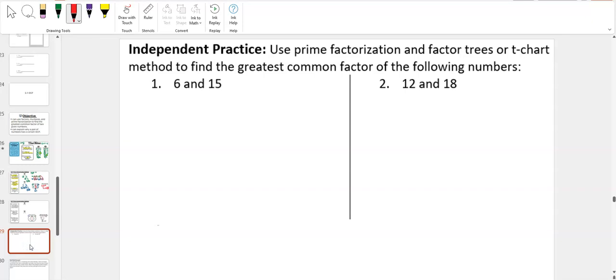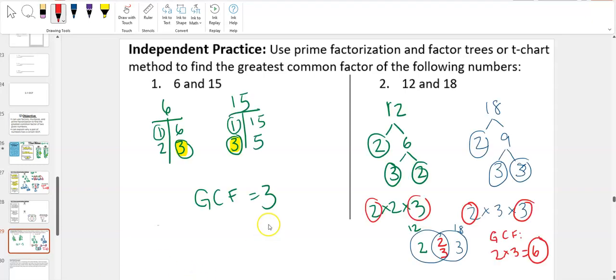All right, now we're just going to practice. Go ahead and find the GCF of these two sets of numbers on your own. Use whatever way you want. You can use a factor tree with prime factorization or a T-chart, and then come back and join us and see if you're right. Both of these numbers are pretty small. I normally would have just done T-charts for both, but I wanted to show you the prime factorization and prime factor trees again, in case you want to use that way.